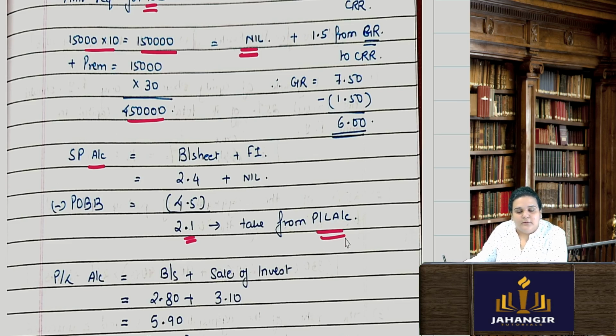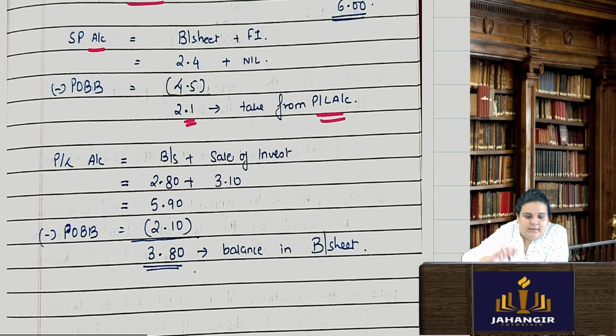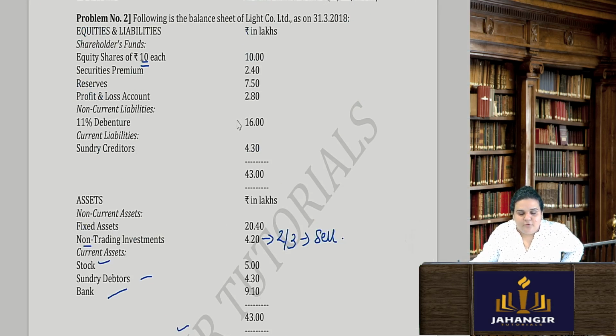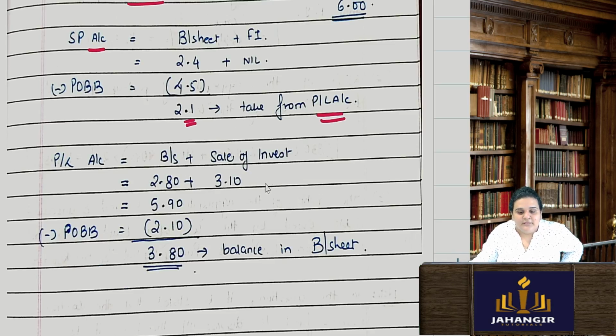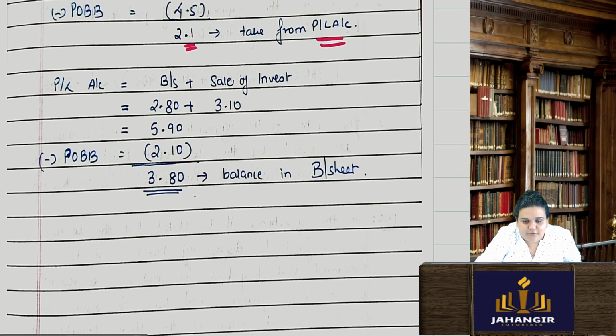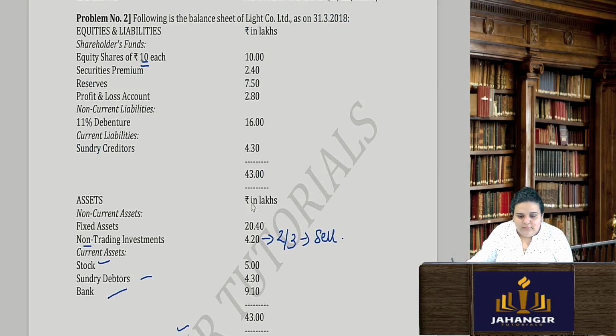From my P&L account. Now my P&L account: balance sheet plus sale of investment. There is a profit in my sale of investment. In my balance sheet, my P&L is already 2.8. And profit on sale of investment, I have got 3.1. Now, how did I get this profit? Non-trading investment, I am selling 2/3 of this non-trading investment. So, calculate 2/3 of 4.2.